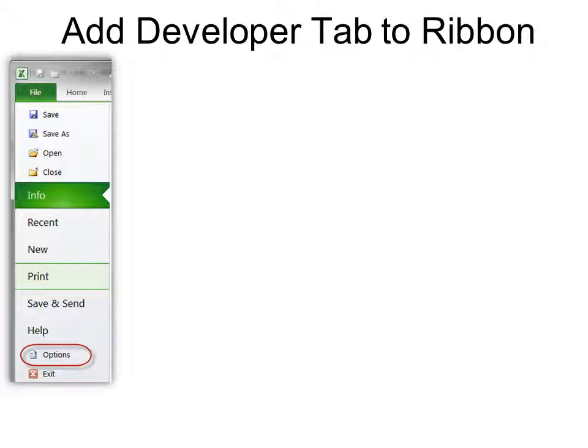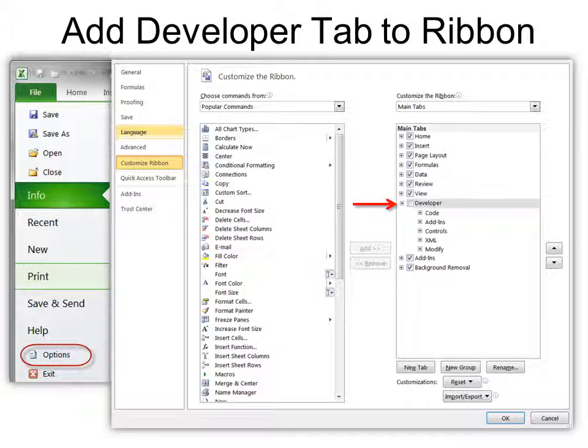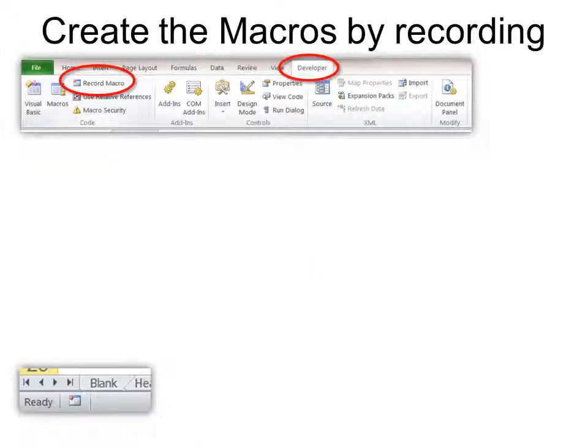First, I would recommend that you add your developer ribbon. You can go to File Options and add the developer ribbon simply by clicking it and then click OK. Now that you have the developer ribbon, you'll want to record your macro. You can either find it right there up on the ribbon, or if you've added it to your status bar by right-clicking on the status bar, you'll be able to record down here next to Ready.